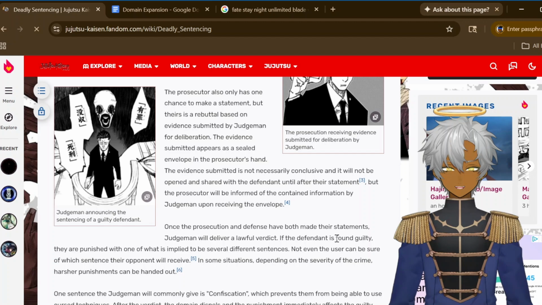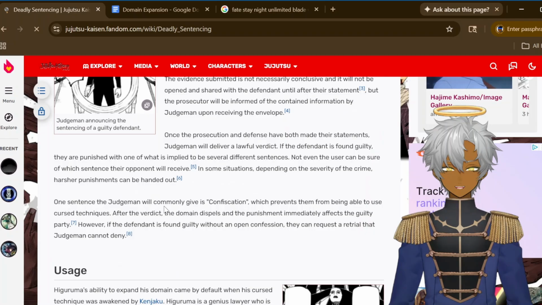If the defendant is found guilty, they are punished with one of what is implied to be several different sentences. Not even the user can be sure of which sentence their opponent will receive. In some situations, depending on the severity of the crime, harsher punishment can be handed out.